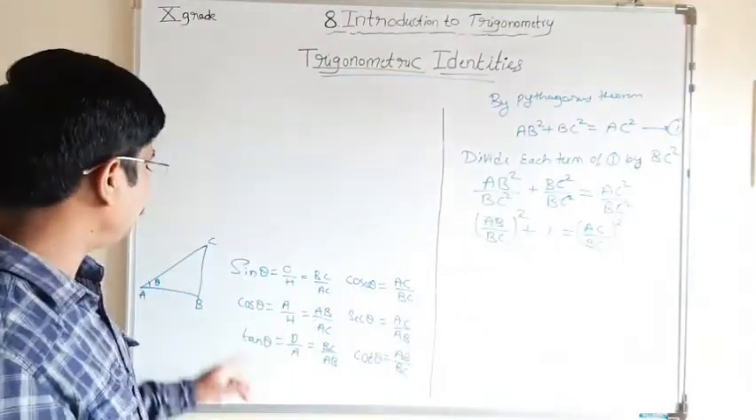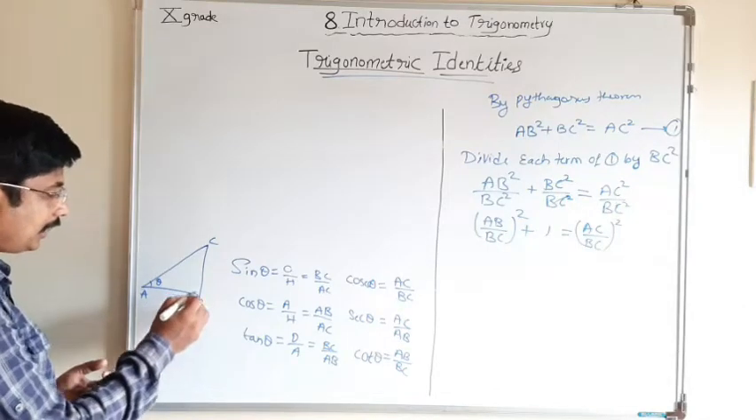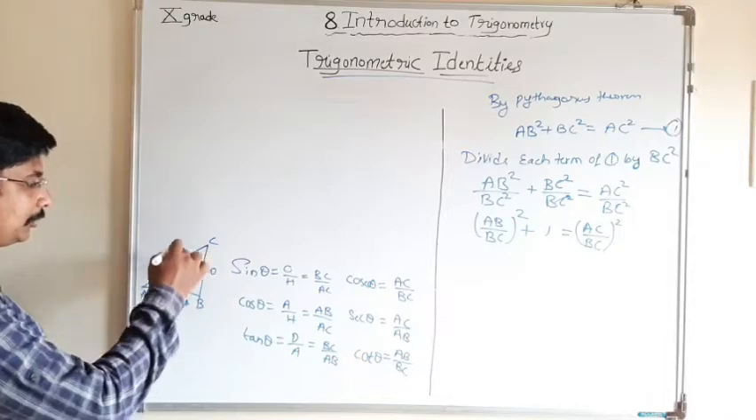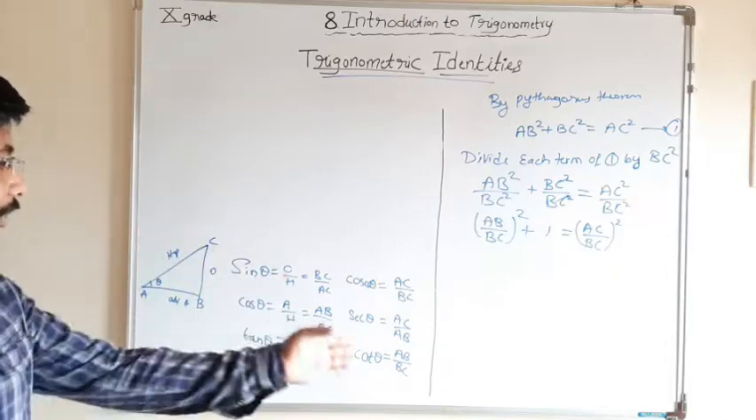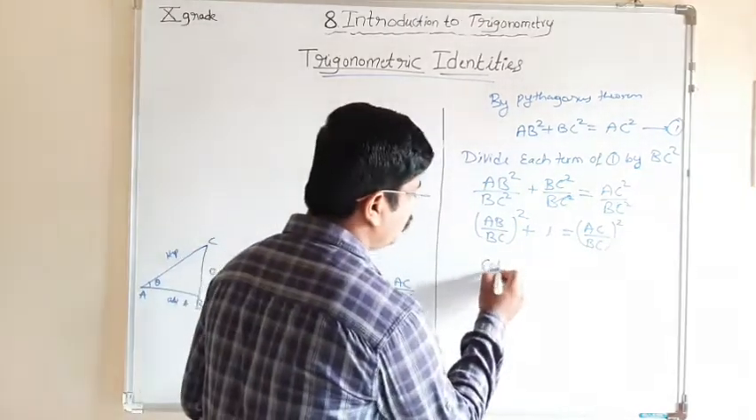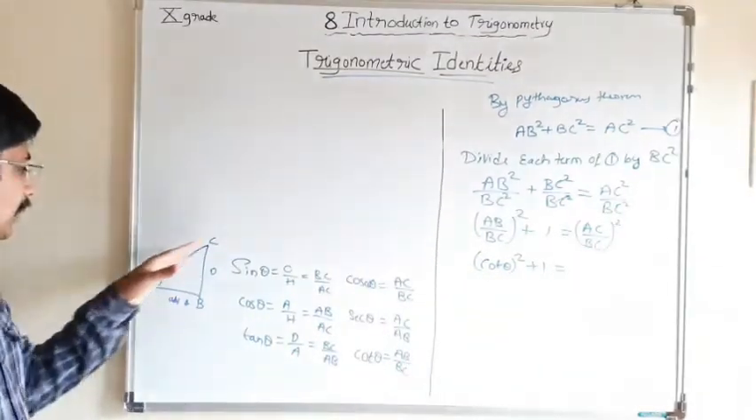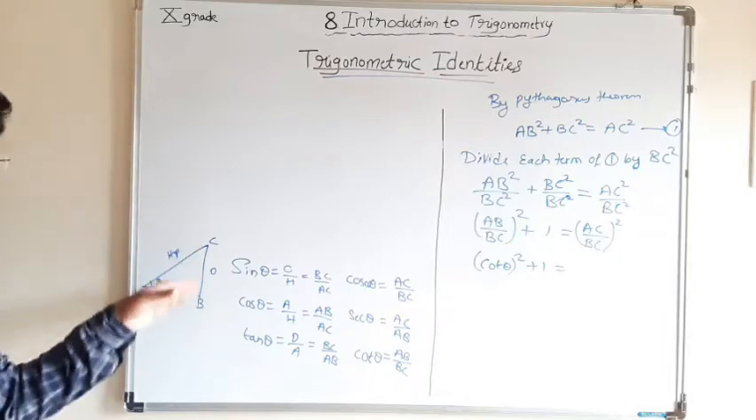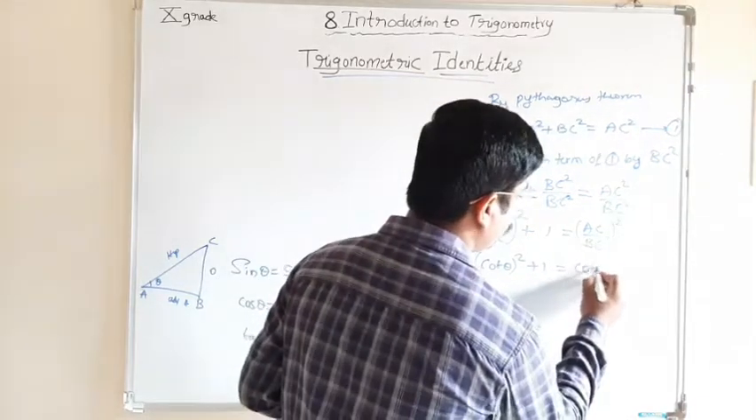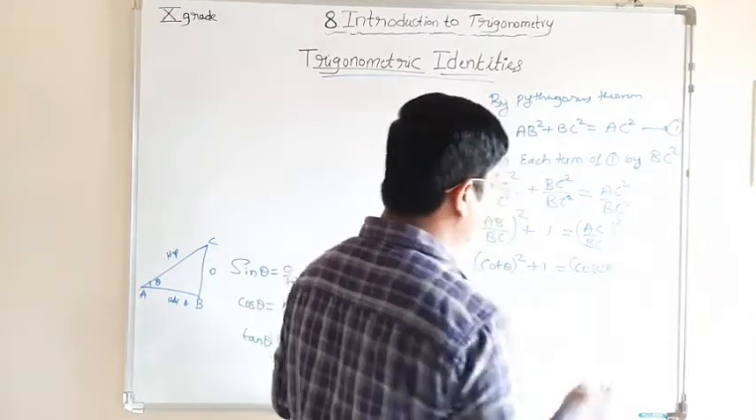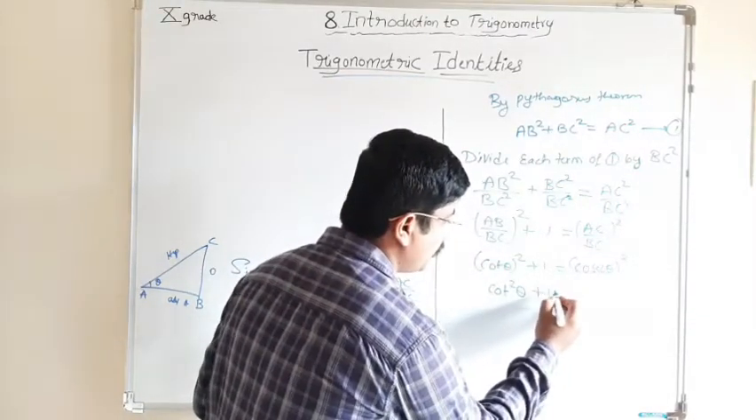Yes, AB divided by BC, that is adjacent side. This is opposite side or perpendicular. This is hypotenuse. Yes. AB divided by BC, which is nothing but cot theta. (Cot theta) whole square plus 1, which is equals to AC divided by BC, that is hypotenuse divided by BC, which is cosec theta. (Cosec theta) whole square, or (cot theta) whole square may be written as cot square theta, plus 1 as it is.